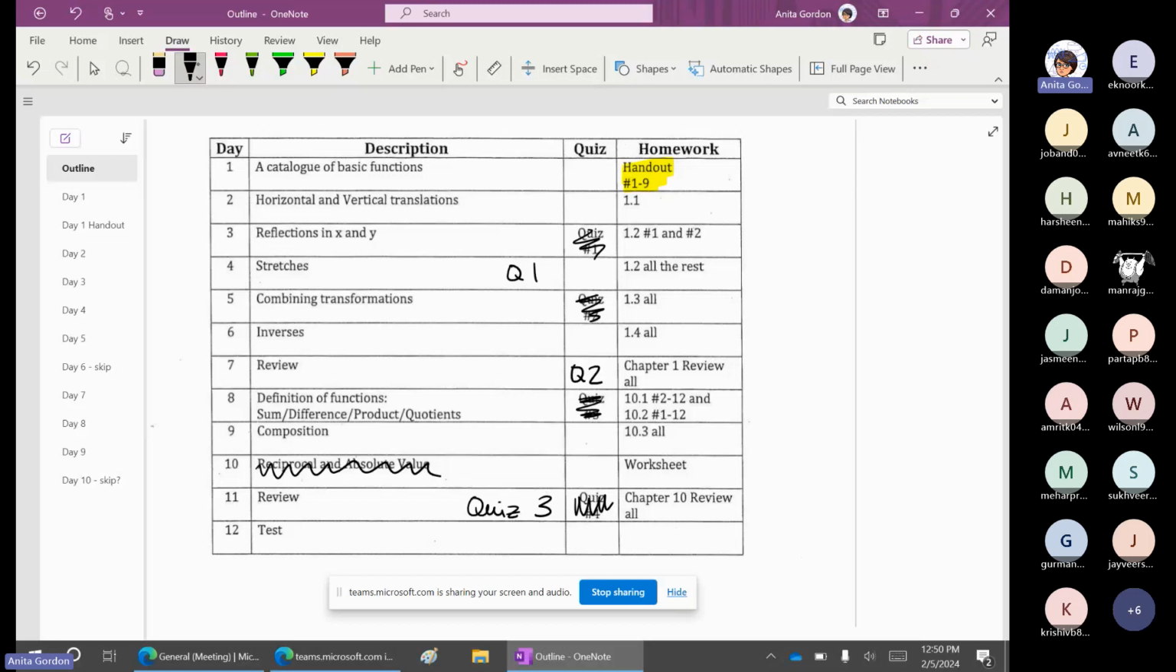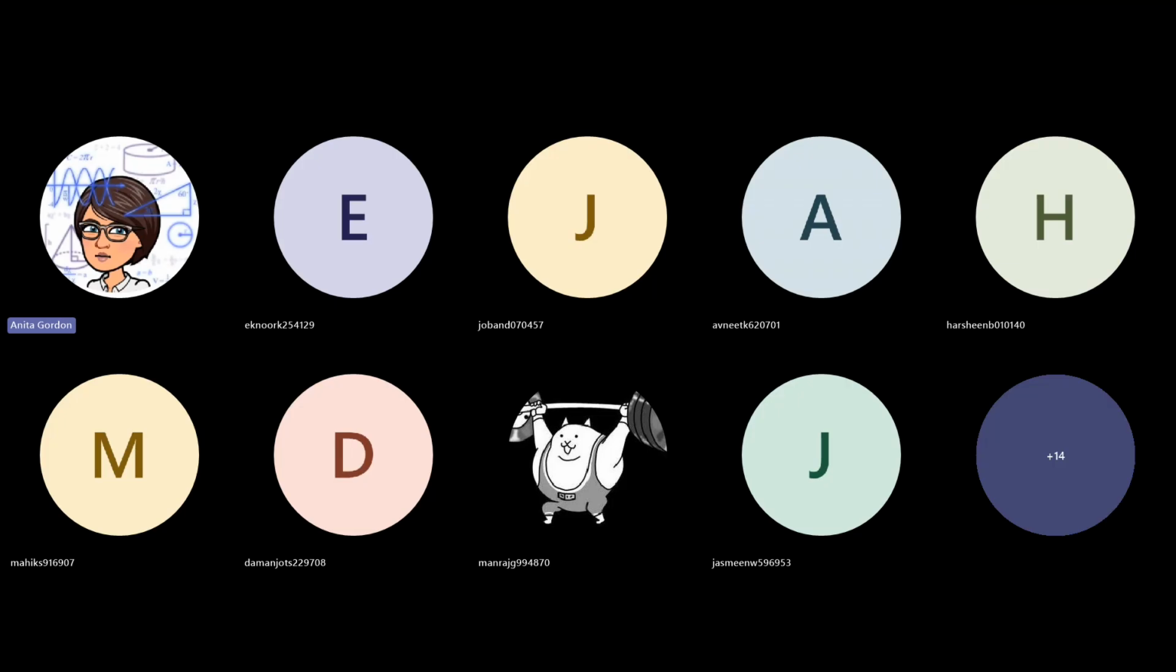Also, inverses, we may end up skipping. So can we just put a question mark next to day 6? We may skip this one. But we're skipping lesson 10 for sure. That can just be crossed out. Okay, so today's homework is in your workbook, question 1 to 9. You have 40 minutes, so you should have plenty of time to do it in class. Off you go. Oh, sorry, 15 minutes. My bad. I'm looking at the clock wrong.